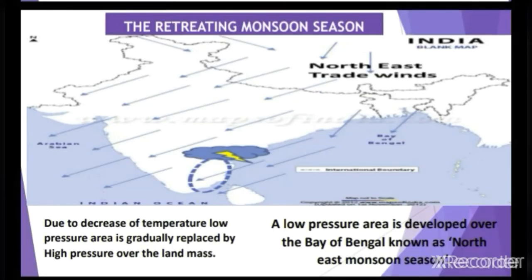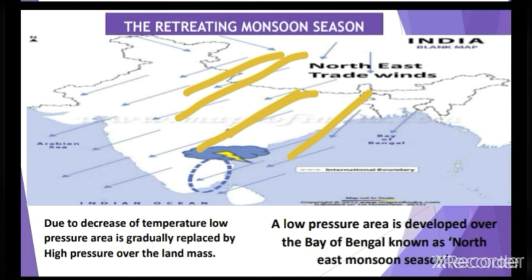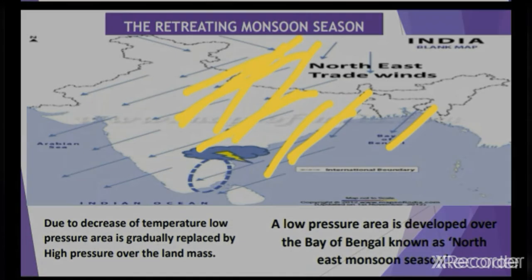The last one is the retreating monsoon season. In this season, due to decrease of temperature, low pressure area is gradually replaced by high pressure over the landmass, and the low pressure area developed over the Bay of Bengal is known as the northeast monsoon season.